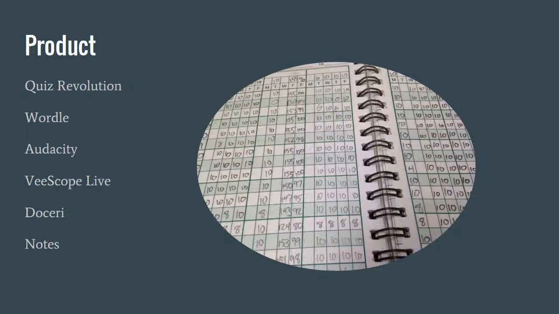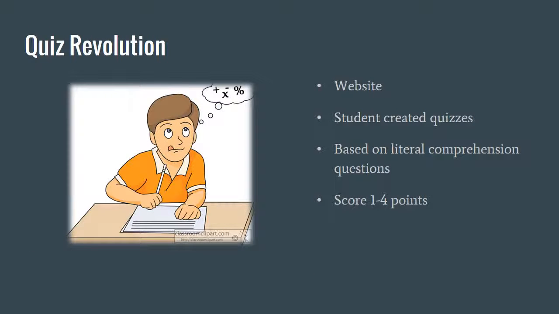The first assessment is based on Quiz Revolution. Quiz Revolution is a website that would have been utilized earlier in that week. On this website, students create quizzes for their classmates. In this case, the quiz would be based on the close read for the week, which is the Statue of Liberty. Students will be required to answer literal comprehension questions. The students can score 1 to 4 points on this assessment.